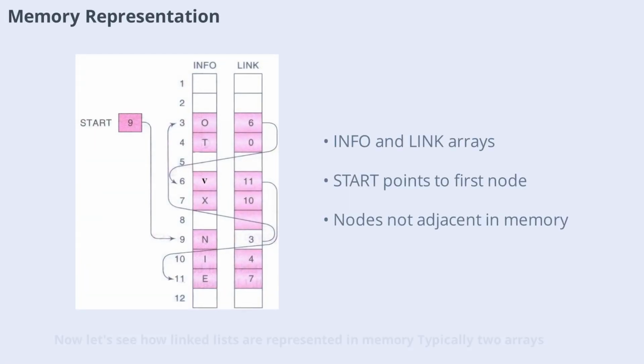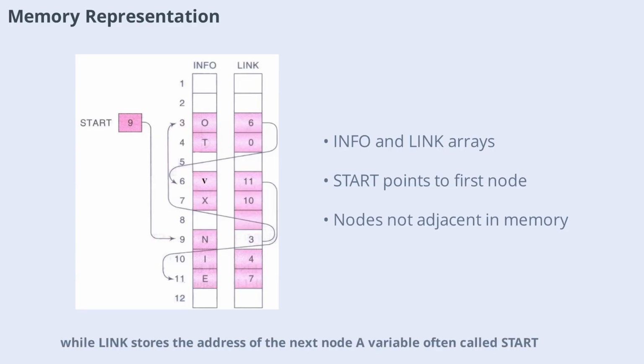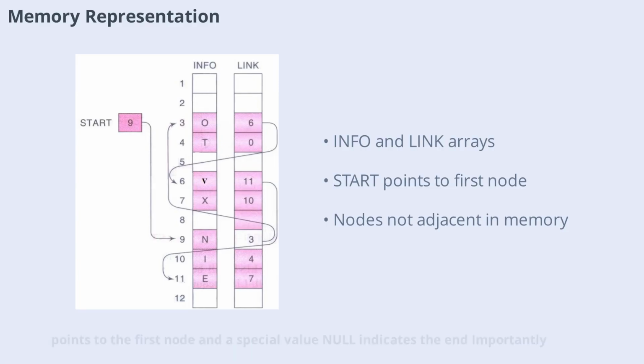Now let's see how linked lists are represented in memory. Typically, two arrays, info and link, are used. Info holds the data for each node, while link stores the address of the next node. A variable, often called start, points to the first node, and a special value null indicates the end. Importantly, nodes do not need to be stored in adjacent memory locations, allowing for efficient use of memory. Multiple lists can share the same arrays, but each must have its own start pointer. This flexibility is one of the reasons linked lists are so powerful for dynamic data storage.